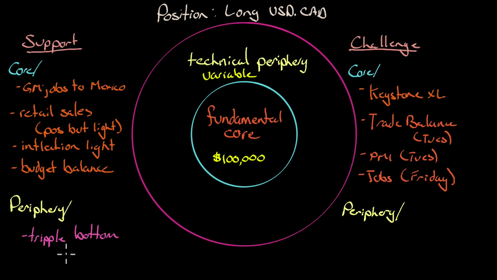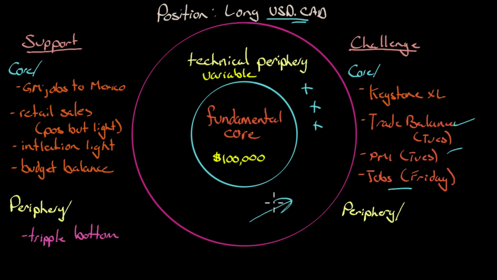Periphery, I got a triple bottom. That is very strong support. So technically, my position is very strongly supported. Fundamentally, my position is very strongly supported. I don't plan on changing this. I plan on adding out here. After Tuesday, after I get the trade balance and PMI, if I see that it supports my position, I will add, but I will lighten up for Friday. If Friday comes in light, I will add huge on this side. That's how I would play that.